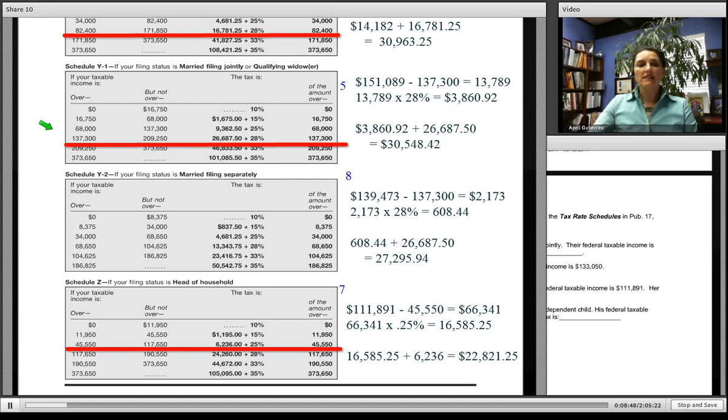So we're going to take that same $137,300, subtract that out. We get a difference of $2,173, which is multiplied by 28% and gives us $608.44. We take that $608.44 and add it to $26,687.50, and that gives us the correct answer for problem number 8, which is $27,295.94. And in this case, we would round up to $27,296 if we were actually putting the number on a tax return. All right, so that concludes the review of the Session 1 homework assignment.